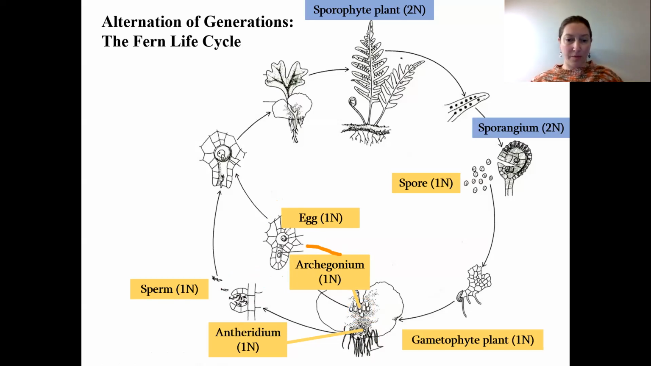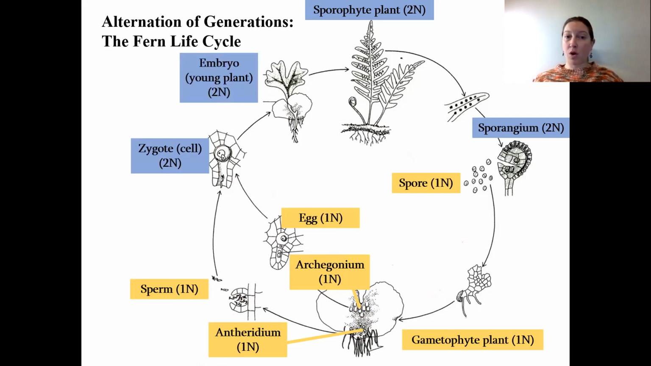Inside the archegonium, there's going to be the egg. There it is, haploid. Inside the antheridium, there's going to be sperm. There they are. And then look, here's a sperm swimming away. Eventually the sperm is going to swim, fertilize the egg, which is here. And when that happens, you have a new zygote, a 2N zygote that's going to grow into a young sporophyte plant. Notice again, the color changes: blue for sporophyte or diploid, and yellow for gametophyte or haploid.